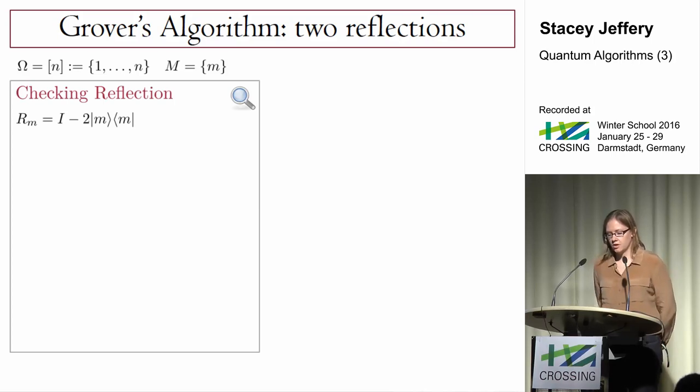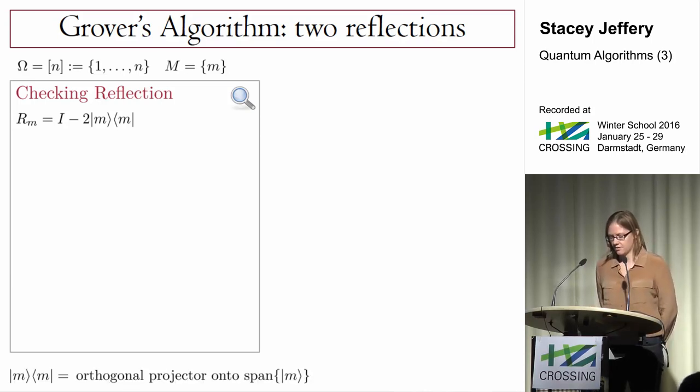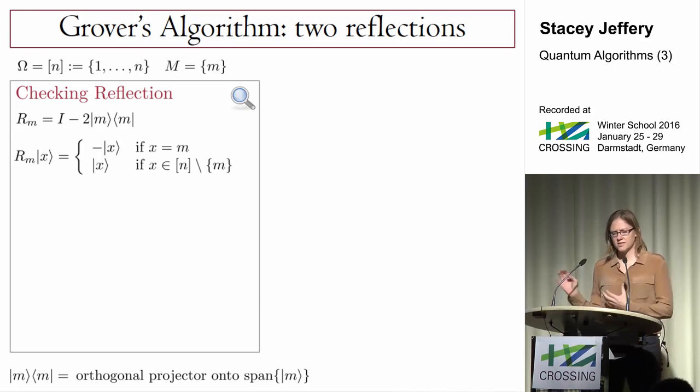The first I'm going to call the checking reflection, and it is just this unitary map where I is the identity, and |m><m| is the orthogonal projector onto the span of m. So remember, m is the state that we're looking for. And it's not difficult to see that this has the action defined here. So for any x, if x is equal to m, it's going to reflect the state. It's going to put a minus in front. But if x is some other number not equal to m, it's just going to fix the state. And then we can extend this by linearity to a unitary, which is a reflection.